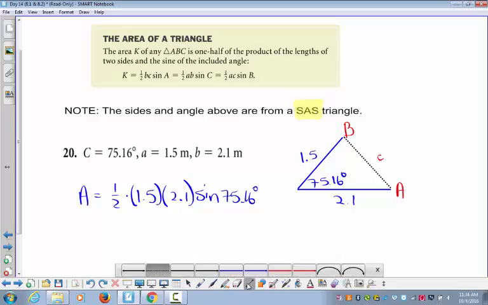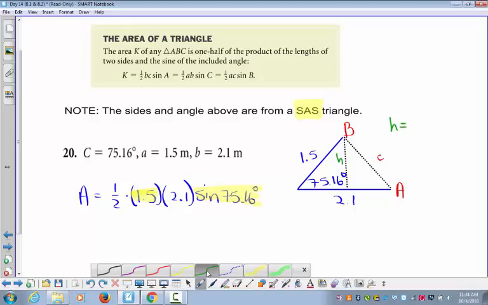And that's very easy to confirm, because what's the area formula that you're used to? Half base height. And we just have been calculating the height of a bunch of triangles. And this is the height right there. 1.5 times sine of 75.16, that is the height of this triangle, we can find using right triangle trig, right? Because the sine of 75.16 degrees, if we use our right triangle trig, that's h over the hypotenuse, which is 1.5. Multiply both sides by 1.5. So we see that, oh yeah, it is half base height.